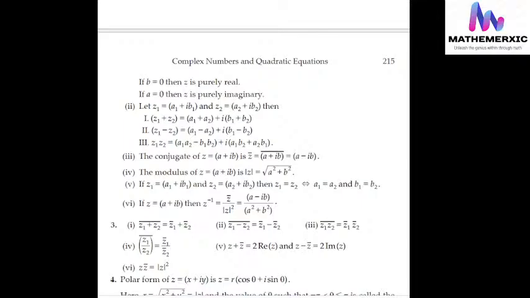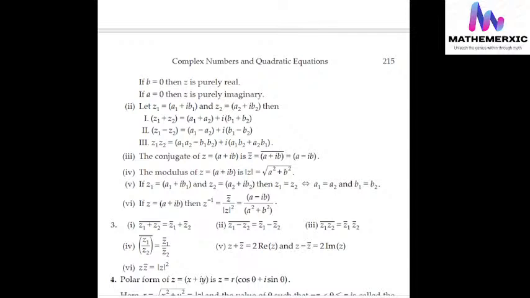Modulus of z, where z is equal to a plus ib. z bar is equal to a plus ib bar, which is a minus ib. So that is the conjugate of z. Modulus of z, obviously we have to square both of the things here. That is modulus of z is equal to root of a square plus b square.